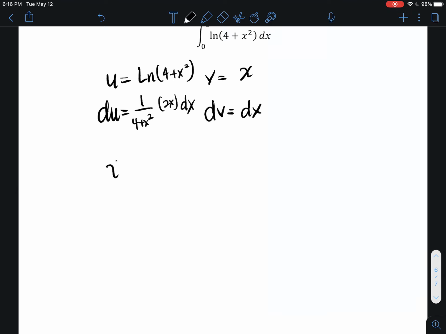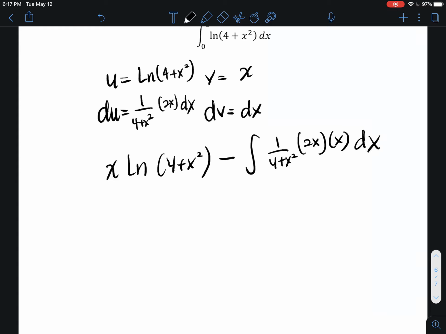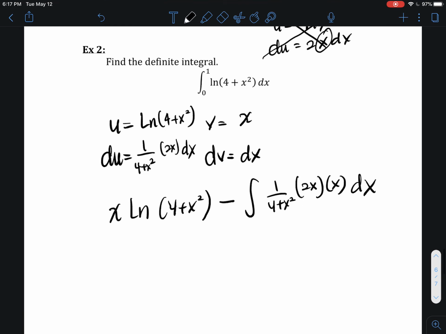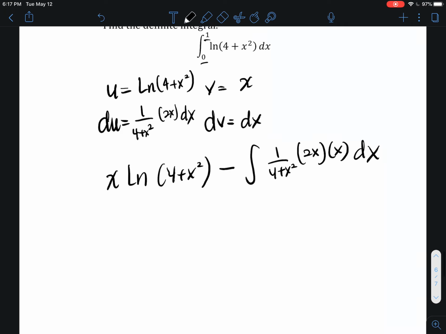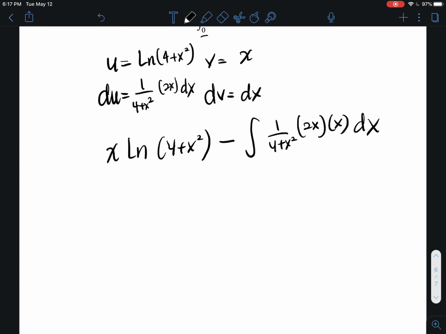All right, so we get x times ln of 4 plus x squared minus the integral of 1 over 4 plus x squared times 2x times x dx. If you want to leave out the limits of integration for right now, and then make sure to take it at the end, that's fine with me because you're doing a lot of steps anyways. So I'm just going to leave it without for right now, but I will make sure to go from 0 to 1 once we get to the end.